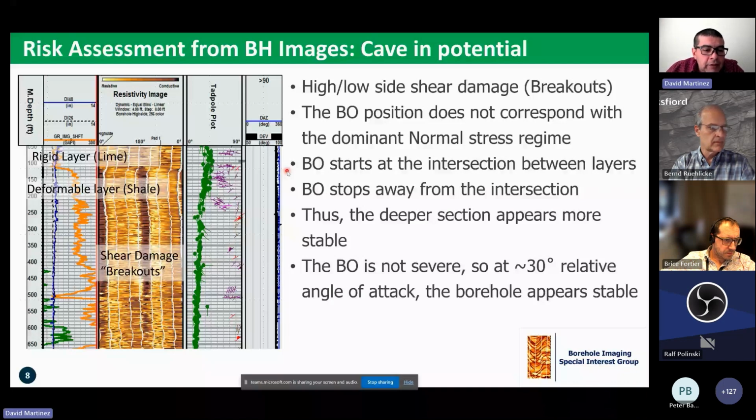And we see that the breakout forms close to the rigid layer. And as you go deeper, deeper, deeper into that more ductile or deformable layer, it finally disappears.